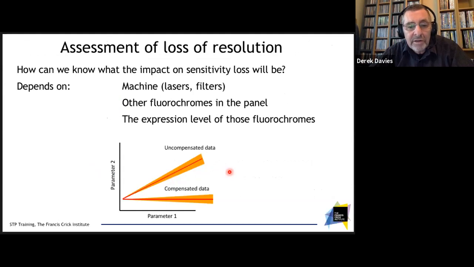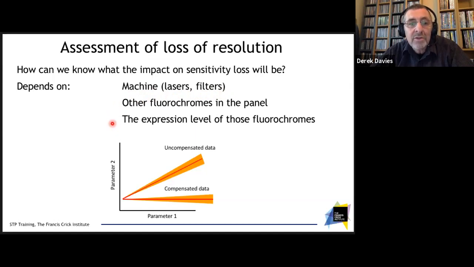And unfortunately, it's very difficult for me to be able to tell you that in a seminar like this, because it depends on multiple things. It depends on your cytometer. Not all our cytometers have the same lasers or the same laser power. They don't all have the same optical filters. It's also going to depend on which other fluorochromes you have in your panel. Remember, every fluorochrome could potentially leak into any channel. So it depends how many you have and which you have in there.